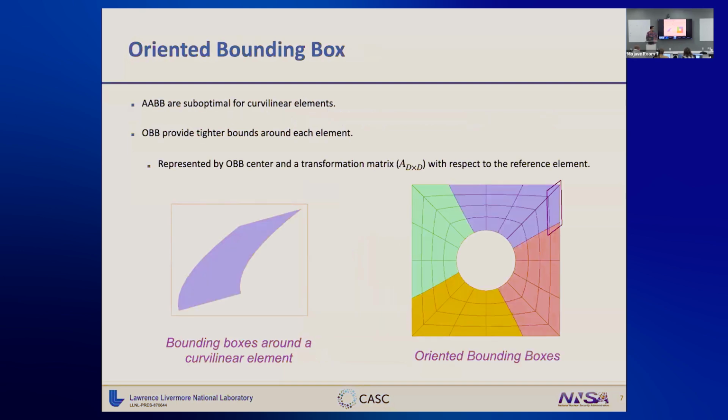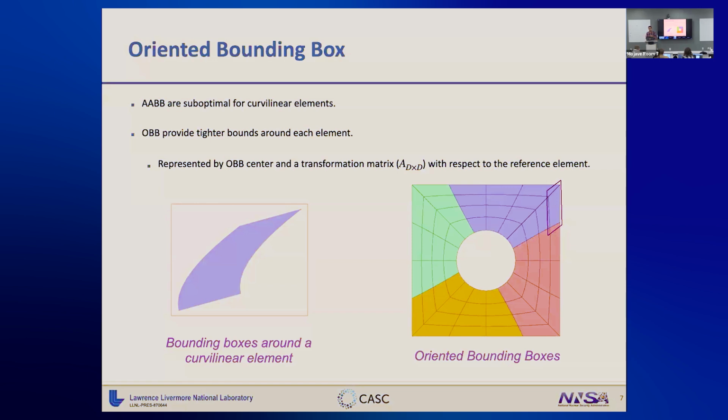Now, while axis-aligned bounding boxes have an advantage that they're easy to store and give a quick way to check if a given point is located in them or not, you can see on the right, or your left there, that there's a lot of waste of space here, right? Especially for curvilinear elements. So we need more compact boxes. That's where oriented bounding boxes come into the picture. And the process is similar.